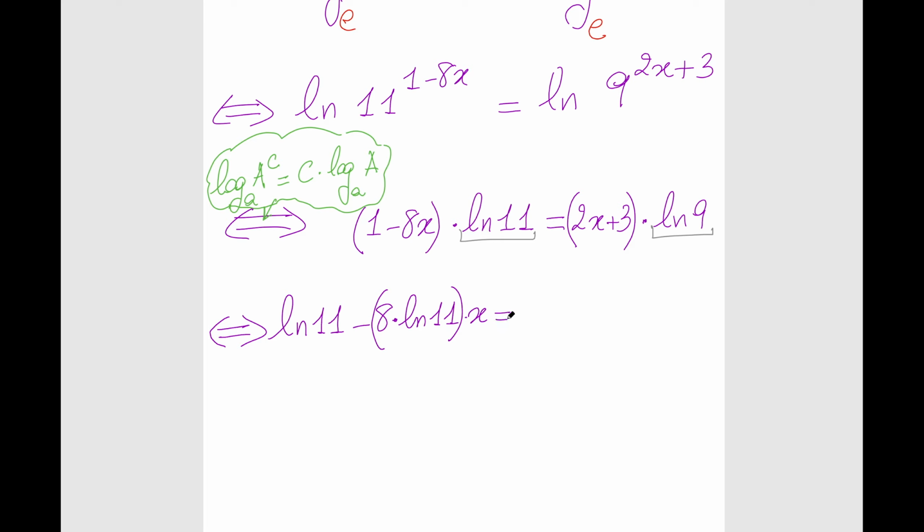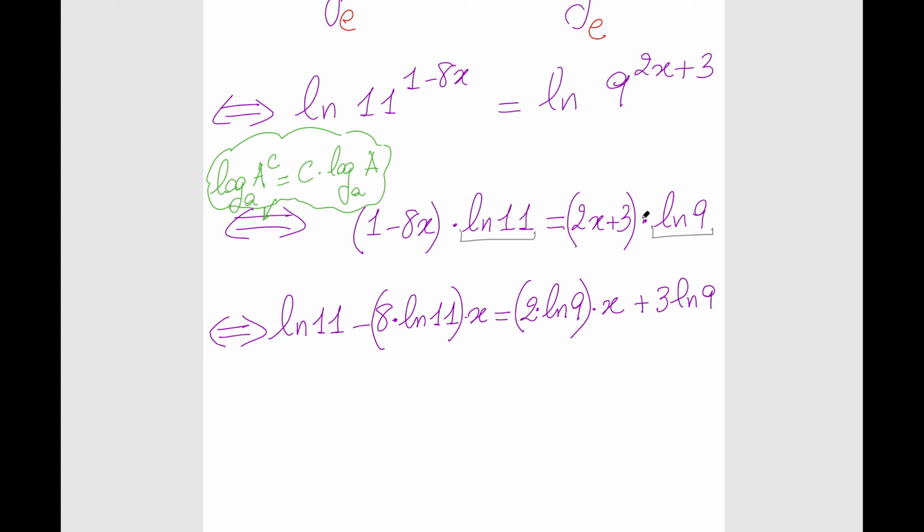And then this is equal to, same story, 2x times ln 9. I'm distributing again this multiplication over this operation, plus. So 2x times ln of 9 is the same thing as saying 2 ln of 9 times x. And again, for the same reason, I can group these two together, because multiplication is associative, plus 3 times ln of 9.